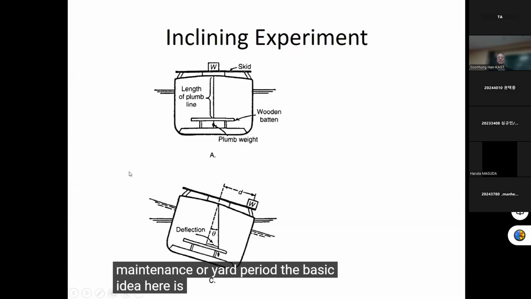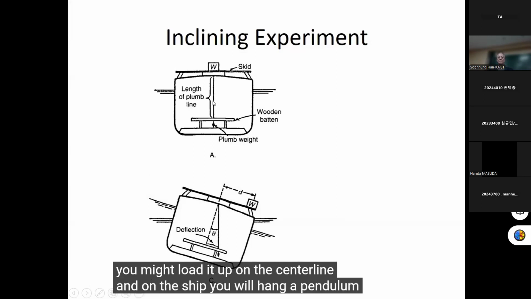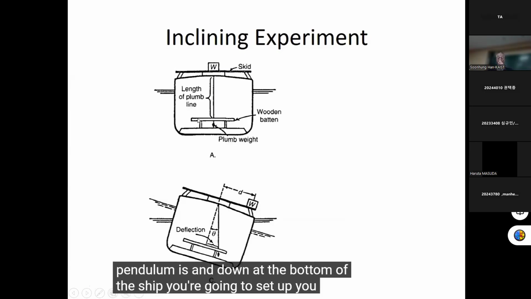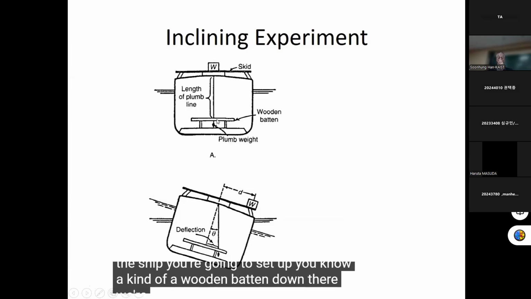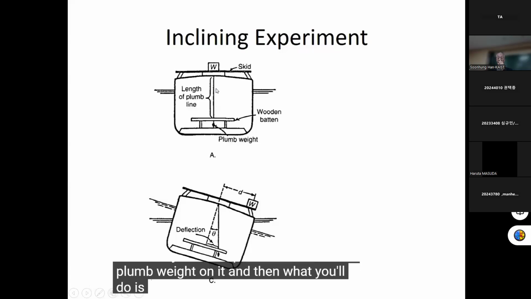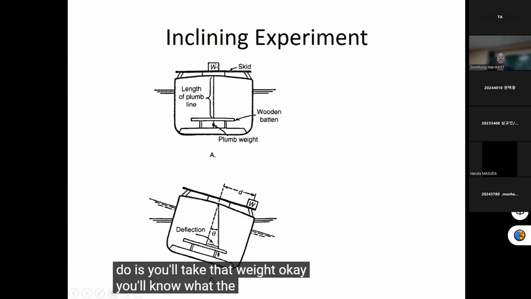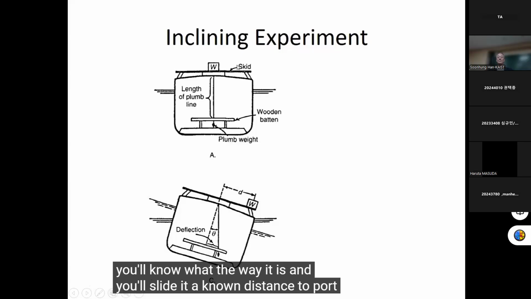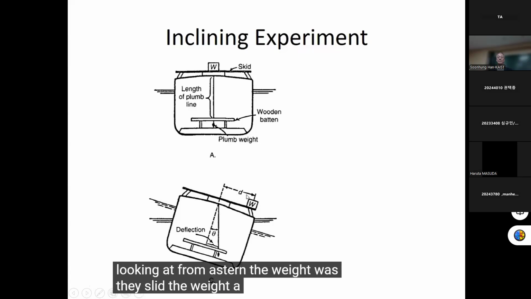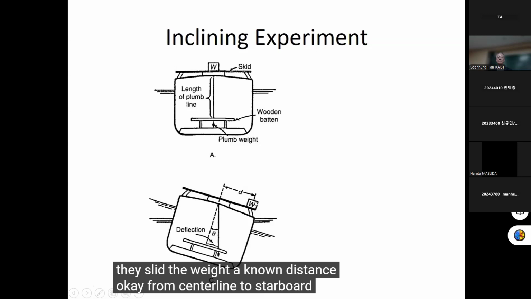The basic idea here is that you have a known weight. You might load it up on the center line. And on the ship, you will hang a pendulum, and you'll know exactly how long that pendulum is. Down at the bottom of the ship, you're going to set up a kind of wooden batten. That pendulum will have a plumb weight on it. Then you'll take that weight, you'll know what the weight is, and you'll slide it a known distance to port or starboard. In this case, looking at it from astern, they slid the weight a known distance from center line to starboard.